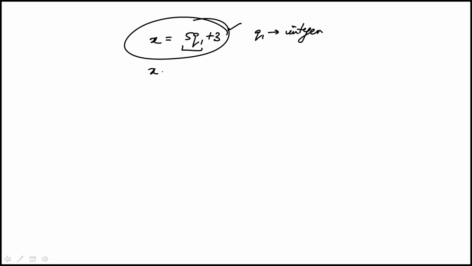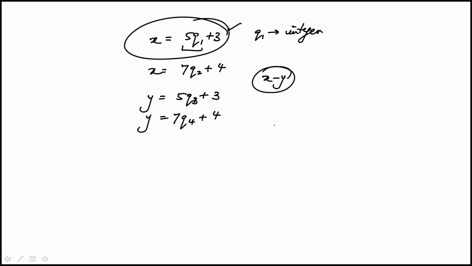And then when x is divided by 7, so a different quotient, remainder 4. We have similar information about y. And I guess it's the exact same thing. Actually, I should use a different quotient here. And then 7q4 plus 4. They're asking which of the following must be a factor of x minus y.